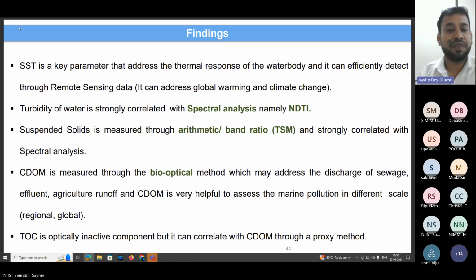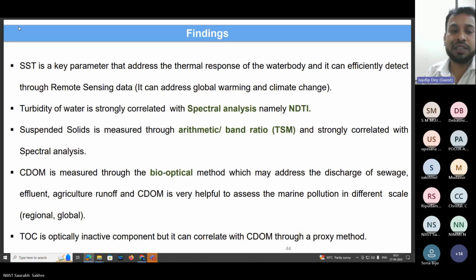So these are some major findings of my study. This study reveals that sea surface temperature is a key parameter that addresses the thermal response of the water body, and it can be effectively detected through remote sensing data. As I have shown you, there is a good correlation between sea surface temperature and temperature retrieved through the routine method. Turbidity of water is strongly correlated with spectral analysis, namely the normalized difference turbidity index.